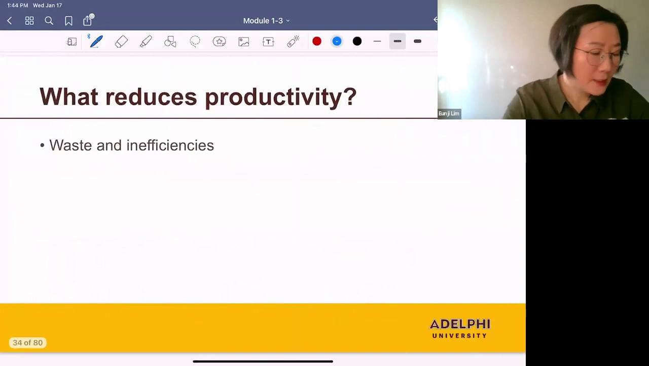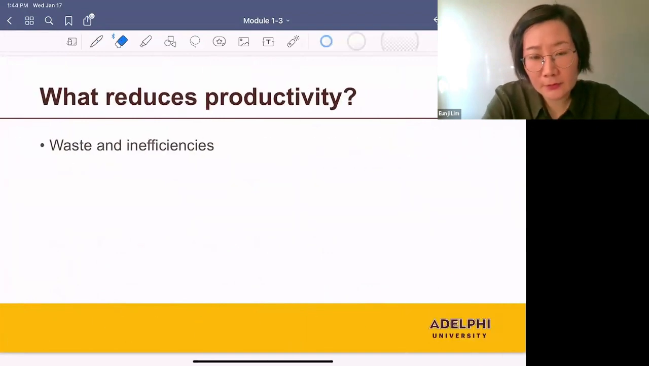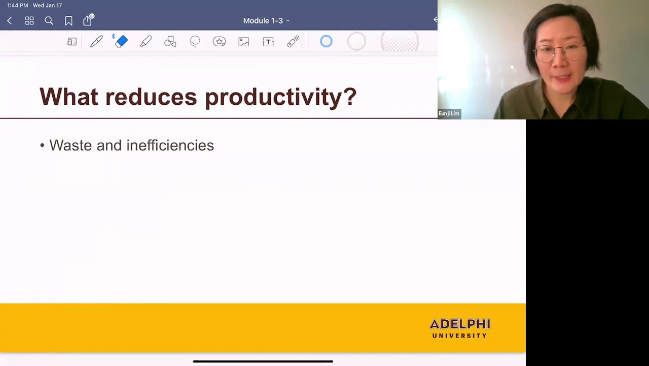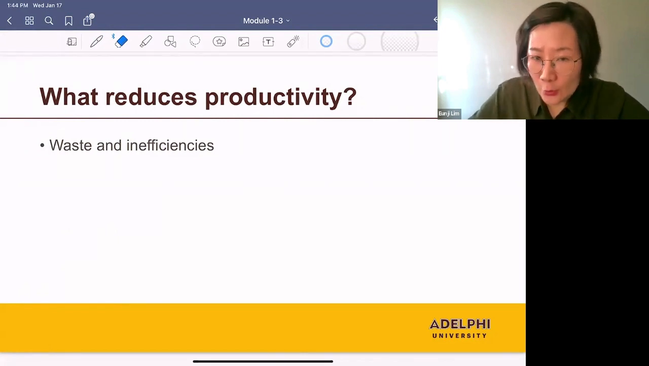So far, we talked about how to compute the productivities. And high productivity means high efficiency. And one of our goals is to achieve high efficiency. And that leads to the following question. What reduces productivity? And one of the answers is waste and inefficiencies. So in the next part, we're going to talk about how to reduce waste and inefficiencies using the concept of lean systems.